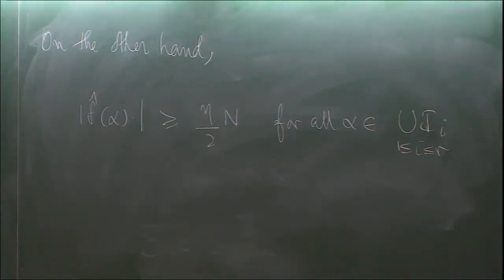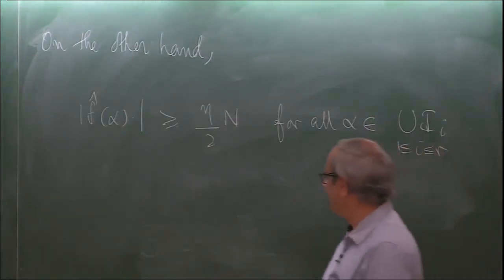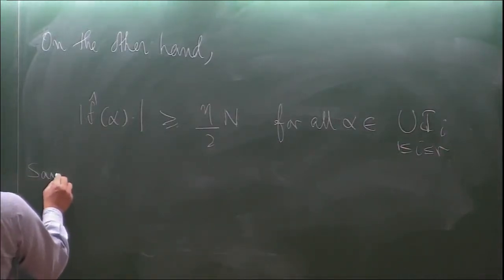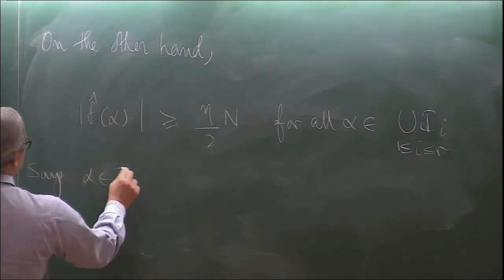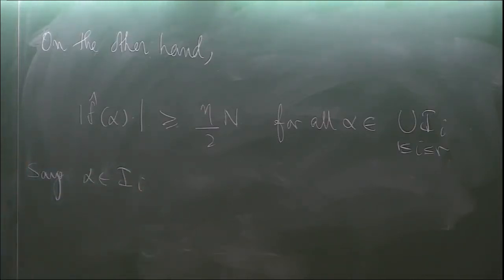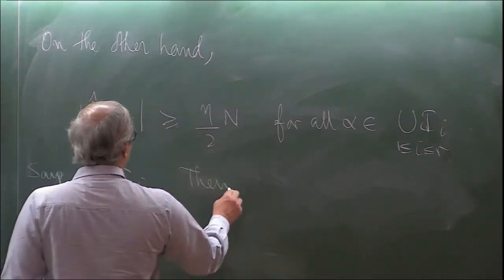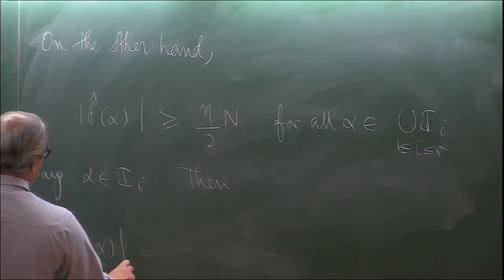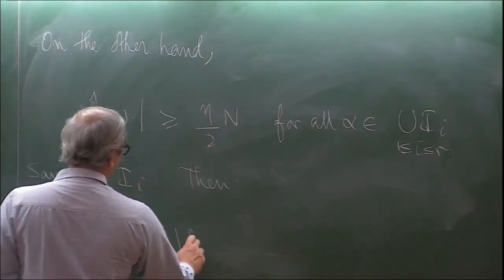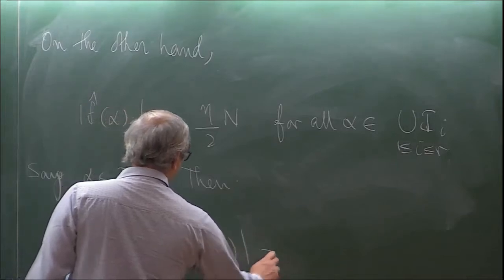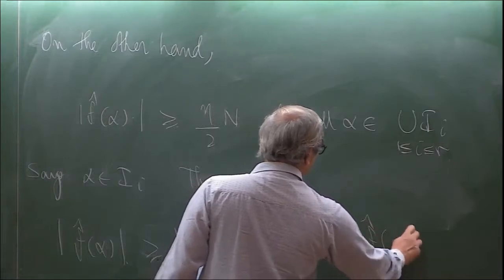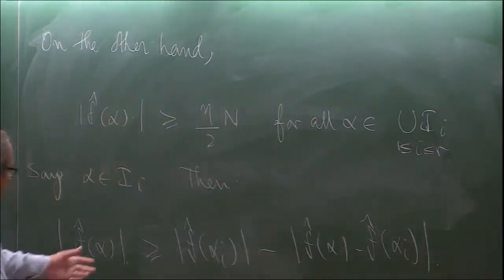For all alpha belonging to the union of I_i, f hat must be big. Why is that? Because, say, alpha belongs to I_i for some particular i. Then you have that the absolute value of f hat alpha is greater than or equal to f hat alpha_i minus f hat alpha minus f hat alpha_i, by the triangle inequality, right?